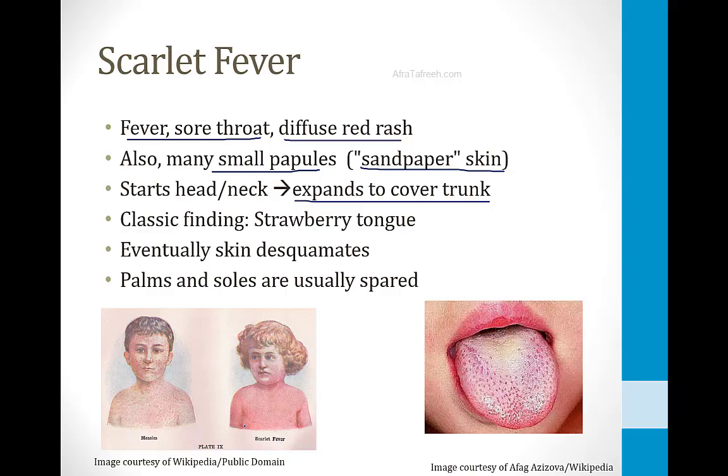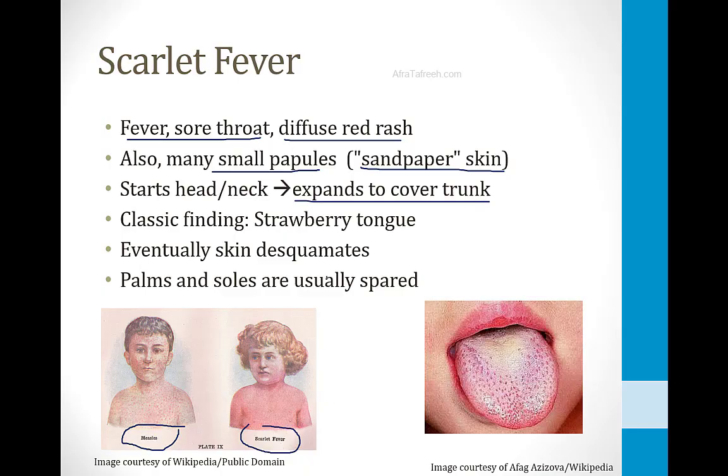And this is a picture from an old textbook. At the bottom of the screen, there's a child with scarlet fever on the right and a child with measles on the left. You can see that measles looks like a typical maculopapular rash, whereas scarlet fever looks more like a sunburn with those small papules making it have the sandpaper skin. Of course, in real life, there's a lot of overlap of the two conditions.